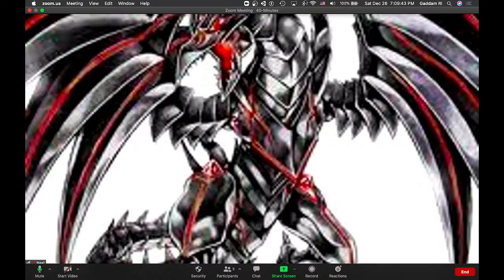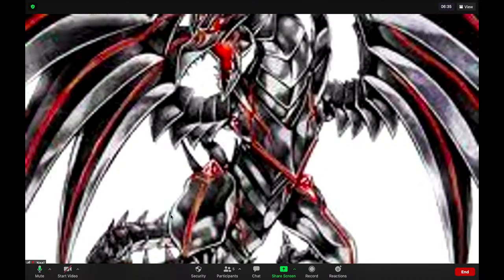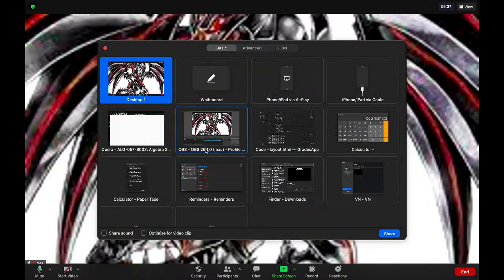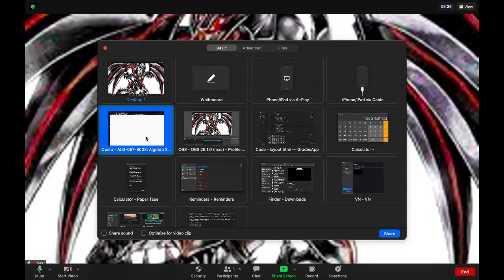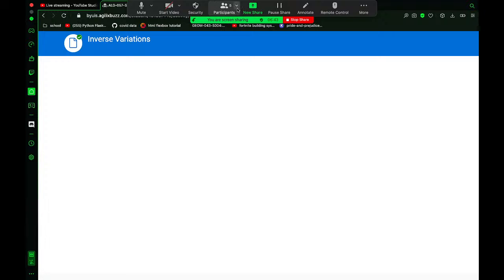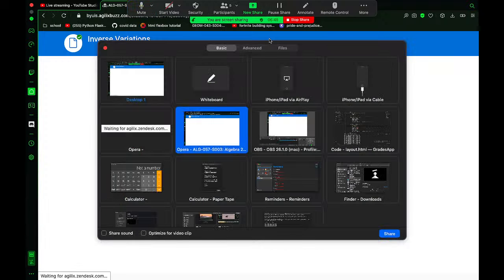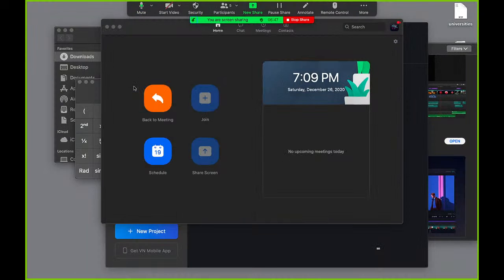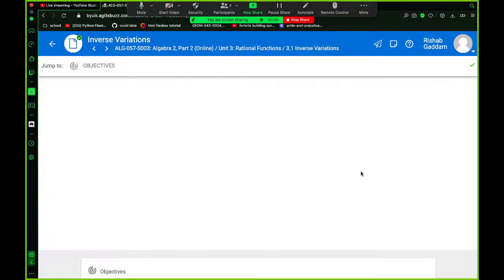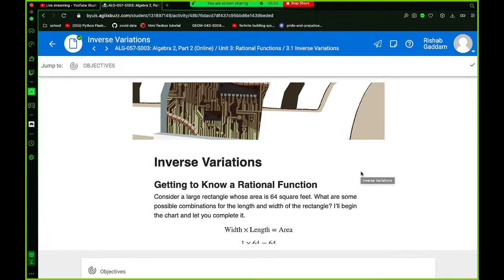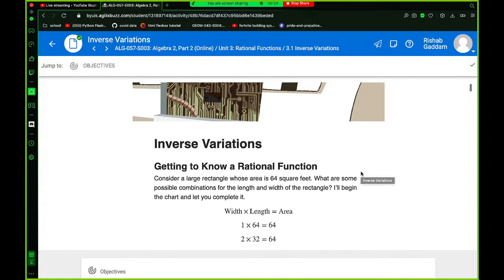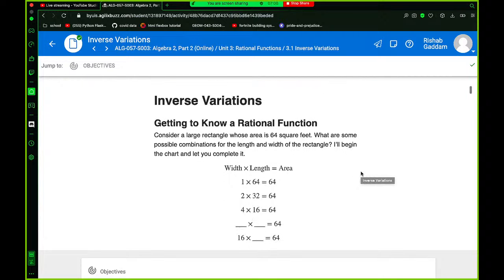Okay guys, let's get started. So today, let me just share my screen. Okay, so today we're just going to be learning about stuff like inverse variations and other stuff from Algebra 2. So let's get started. Getting to know a rational function.